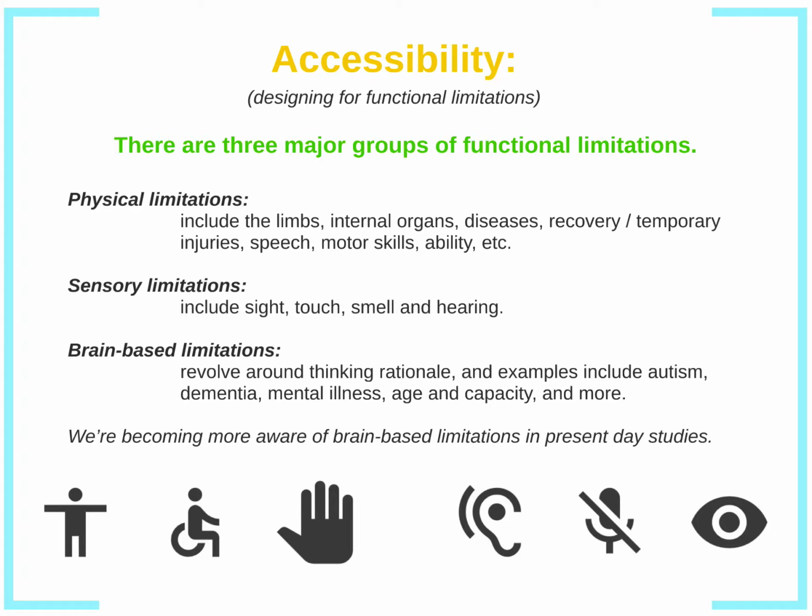Now, building on from looking at the human user-centered approach, what we can do is move on to accessibility, which is, in historical terms, more designed for disability, really. But the way we tend to look at it now is functional limitation, and that tends to group itself into three main areas. You've got the physical limitations, sensory limitations, and brain-based limitations. Limbs, organs, diseases, motor skills, speech, eyesight, touch, smell, hearing, dementia, mental illness. All of these things need to be really considered when designing for accessibility.